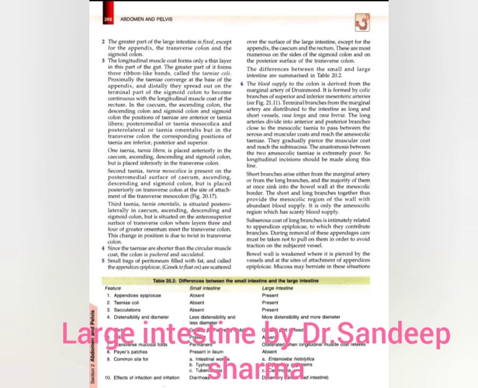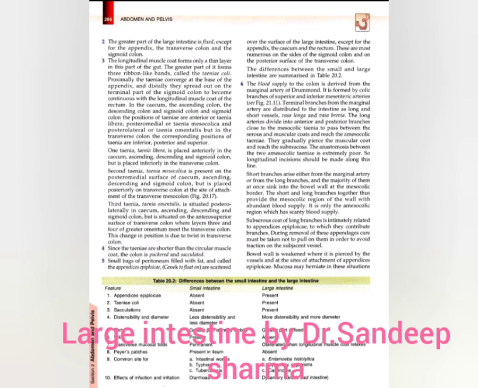About distensibility and diameter, the small intestine is less distensible and has a smaller diameter, but in the large intestine it is more. About fixity, in the small intestine the greater part is freely mobile, but in the large intestine the greater part is fixed. Villi are present in the small intestine but absent in the large intestine. Transverse mucosal folds are permanent in the small intestine, but in the large intestine they are obliterated when the longitudinal muscle coat is relaxing.